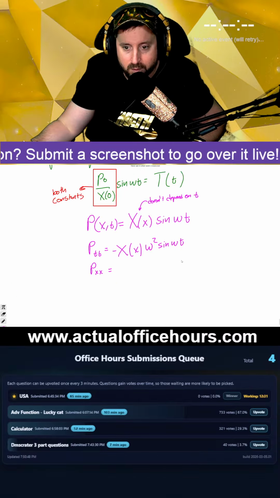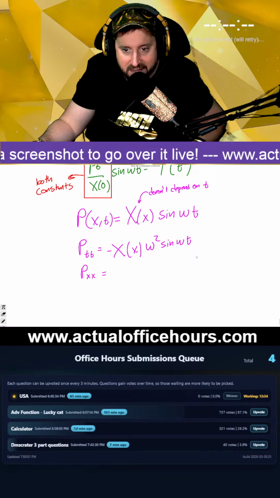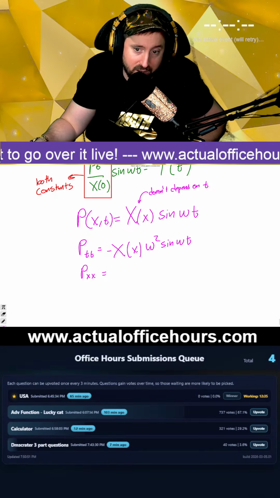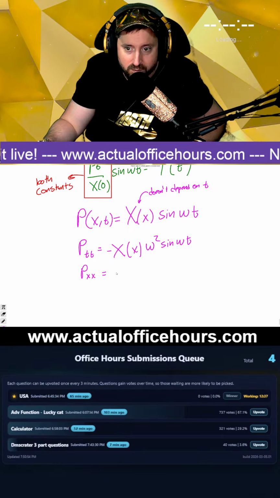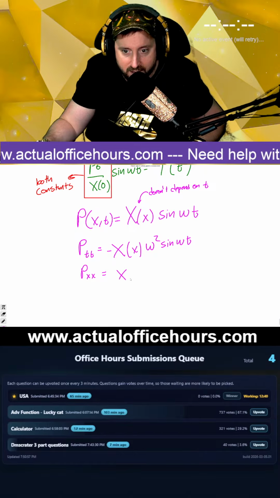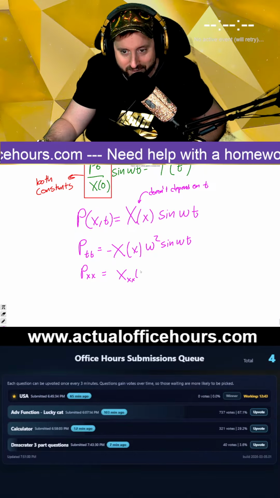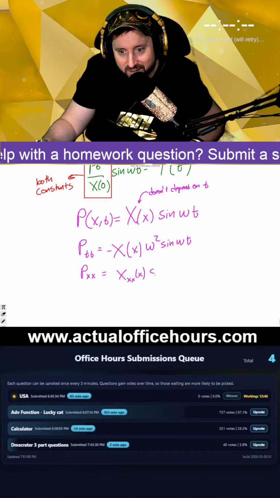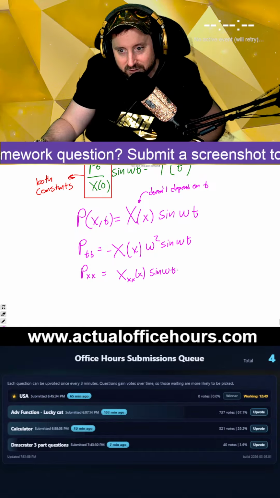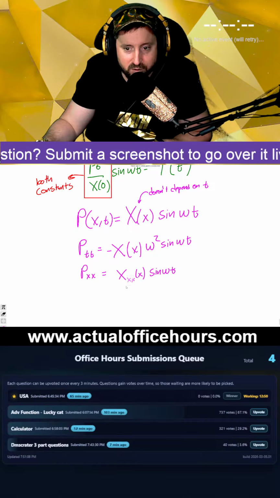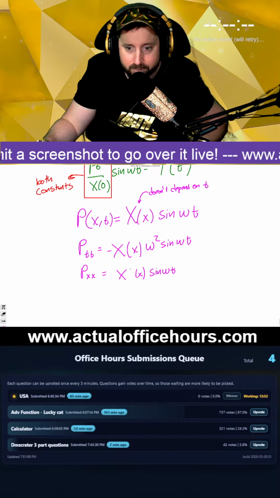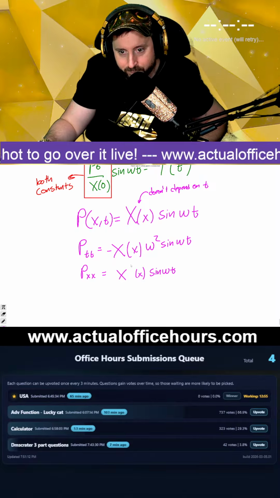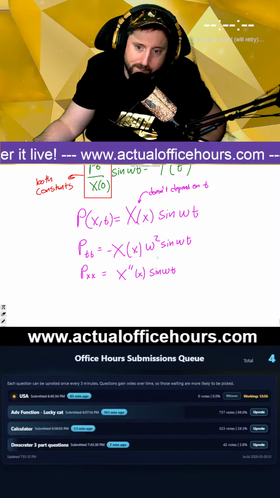Okay, so then p_xx. Well, now this depends on x, right? So now this is X of x. There's so many x's. Yeah, or in this case, you can just use prime notation, since we're in essence putting it into ODEs. So we can just say X double prime. Cool with that.